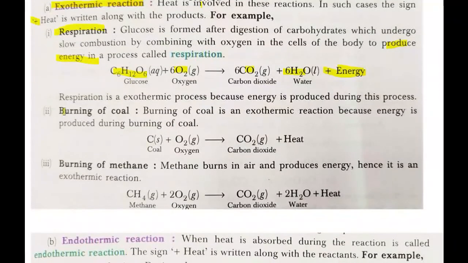Similarly, burning of coal is also an exothermic reaction because in this reaction also energy is produced during burning of coal. So C means coal. When you react it with oxygen, or you can say when we burn it, CO2 gas is produced and a large amount of heat is also evolved during this reaction. So this one is an example of an exothermic reaction.